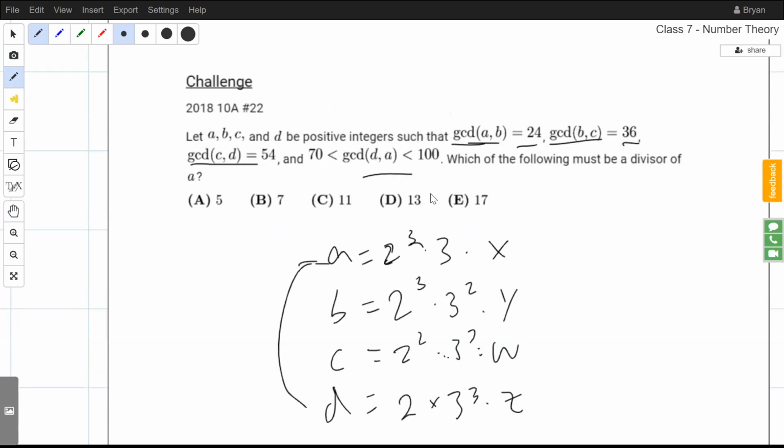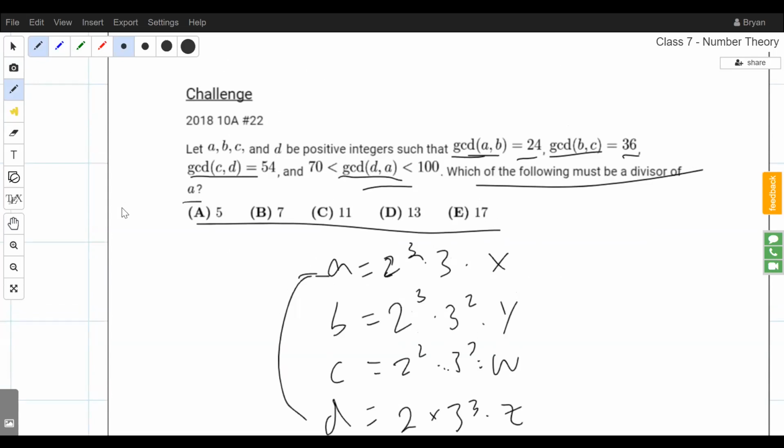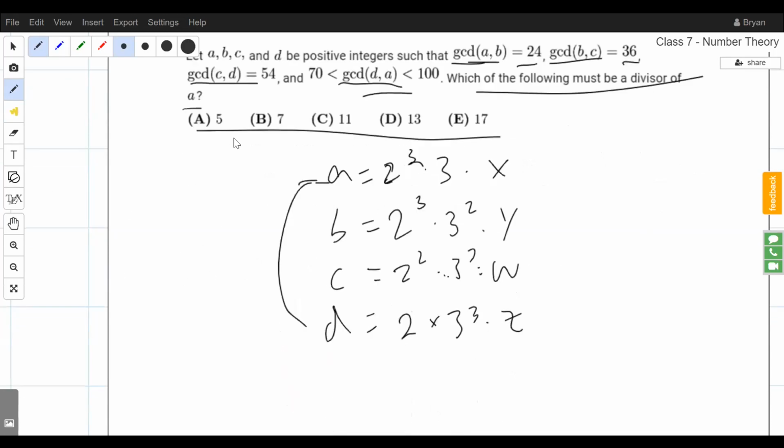And we also want to find what must also be divisible of A. This suggests that there's probably only one possible value of the GCD of D and A that's between 70 and 100 from these answer choices. And I had to leave it here because that's really the only way you can solve the problem. And it's D. So yeah, I guess we're not going to be leaving this open-ended this week.